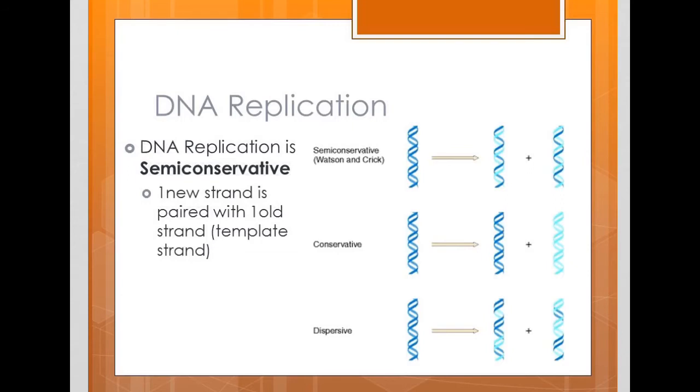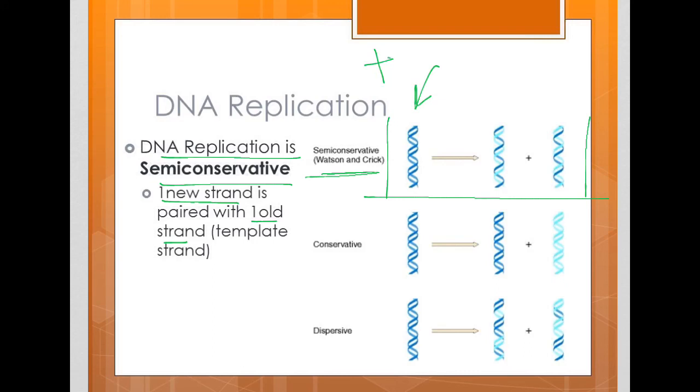So, heading into DNA replication: it is semi-conservative, which means that one new strand will be paired with one old strand, the template strand. This picture shows semi-conservative replication where the blue strands are the template strands, and the light blue are the new strands. And you can see that in each new double helix, one part of the helix is the old template strand, and the other part of the helix is the new strand.